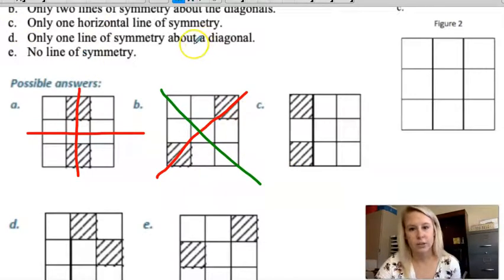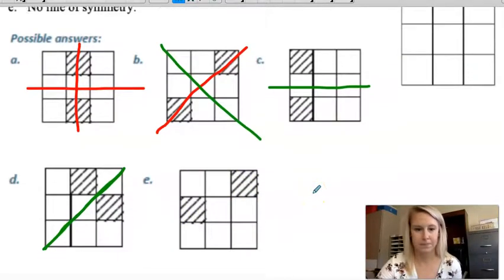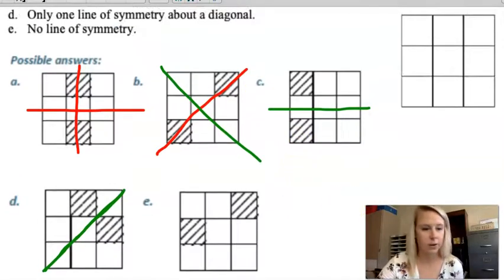C said 1 horizontal line of symmetry. So you had to shade something on the top and match it to something on the bottom. D was 1 line of symmetry about a diagonal. And so here is one example. I only have 1 line of symmetry, and it's only the diagonal. And then no lines of symmetry would be this example. So I can't draw any line that would make them symmetrical. Okay? So that was a little fun puzzle, hopefully.